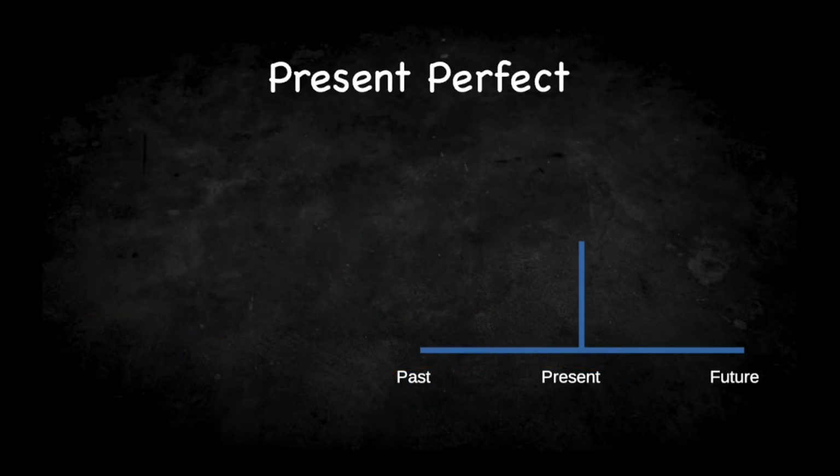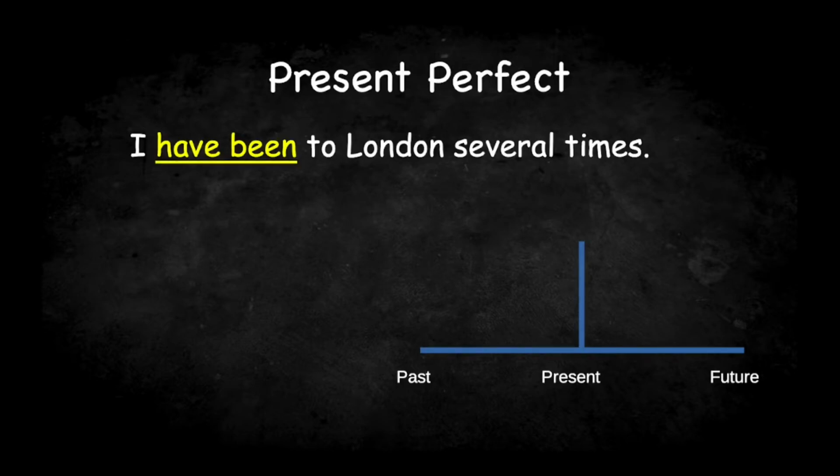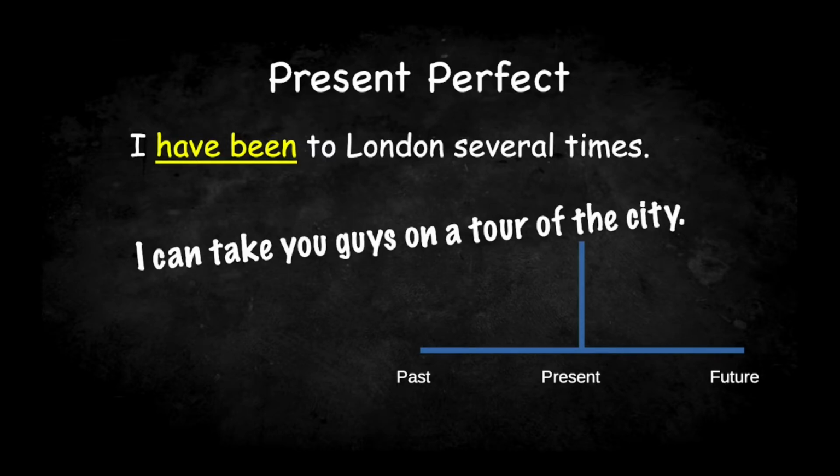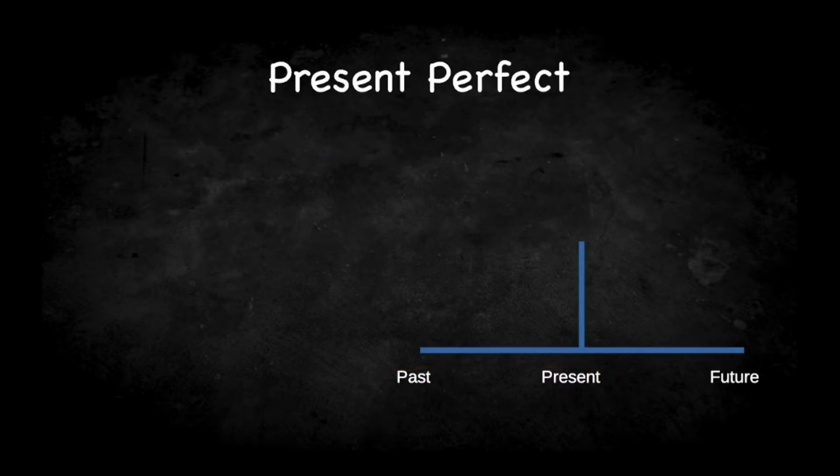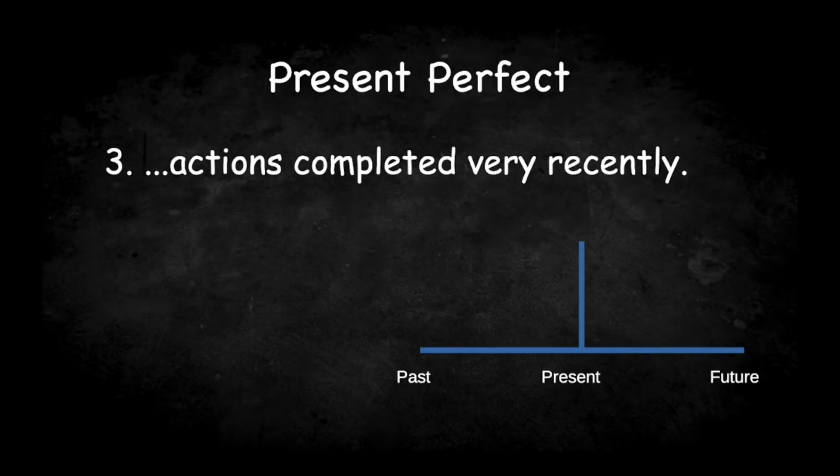Okay. Let's look at another example. I've been to London several times. I can take you guys on a tour of the city. Once again, when you use the present perfect tense, you can connect events of the past and make them have relevance in the present.